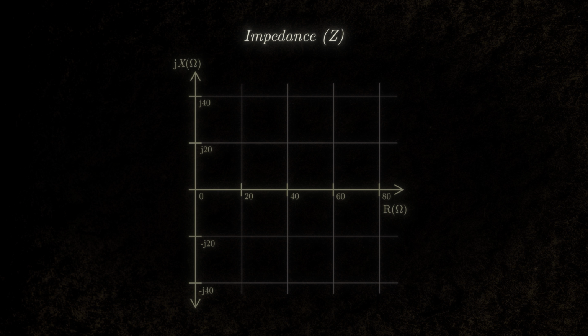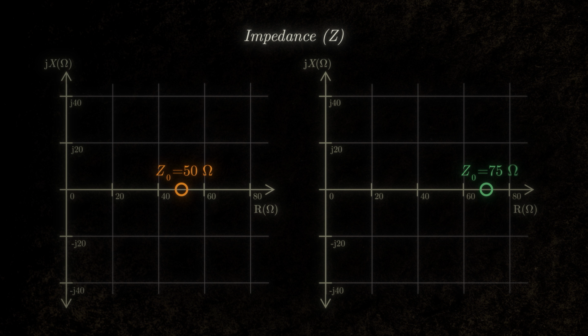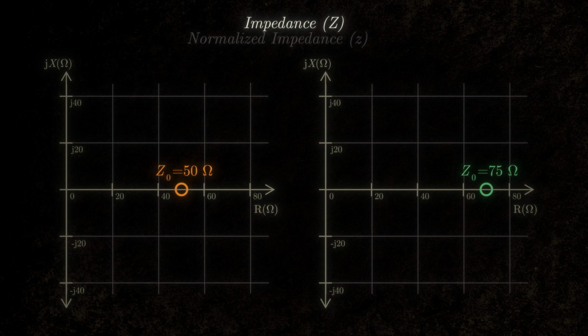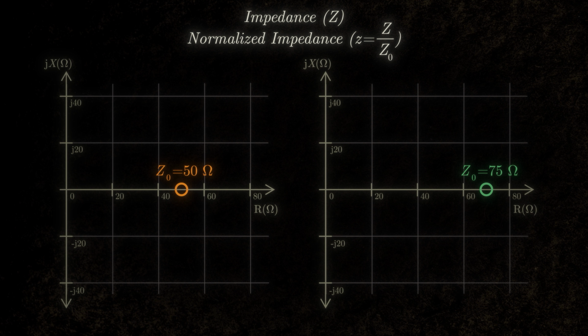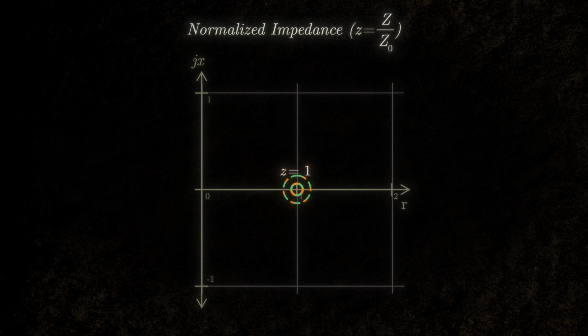Most transmission lines today have a characteristic impedance of 50 ohms, but that value can change. The 75 ohm line, for example, needs a completely different match. So if Smith had just plotted raw values, well then every system would need its own chart with a different goal. Instead, he divided everything by the characteristic impedance of the line, Z0. This normalized the values so that everything was now dimensionless. And now, a value of 1 meant a perfect match, whatever the line's actual characteristic impedance.